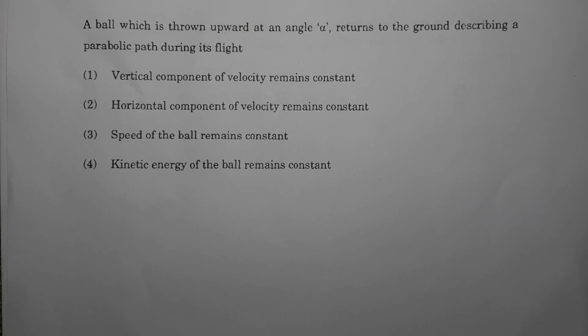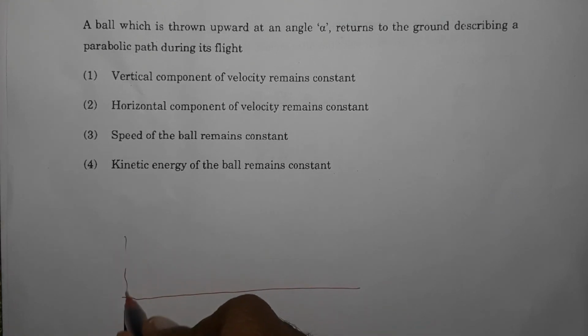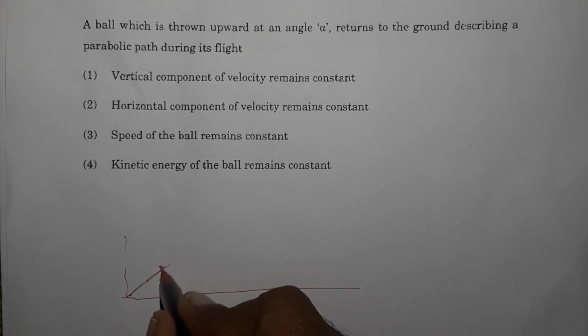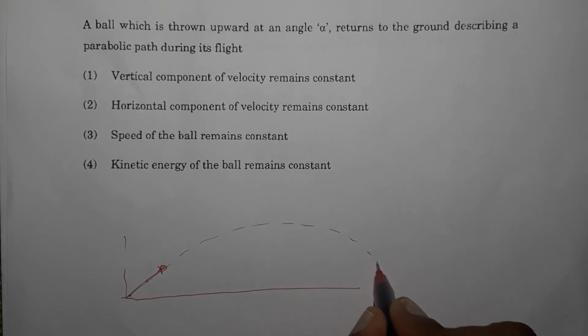Question number 12. A ball which is thrown upward at an angle alpha returns to the ground, describing a parabolic path during its flight, and the four options are given. Vertical component of velocity remains constant, horizontal component of velocity remains constant, speed of the ball remains constant, kinetic energy of the ball remains constant. Now when a ball is thrown at a certain inclination like this, it performs a parabolic path in this manner.